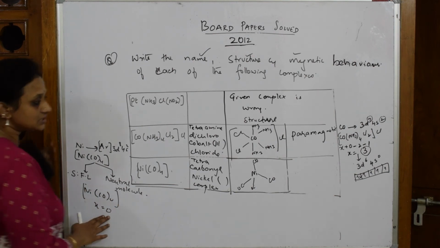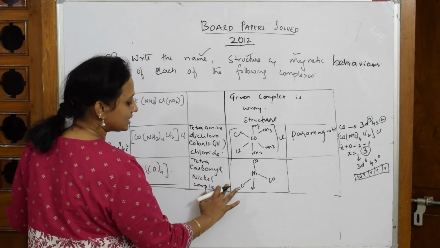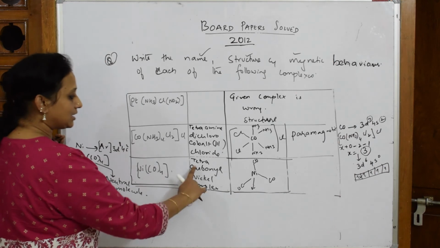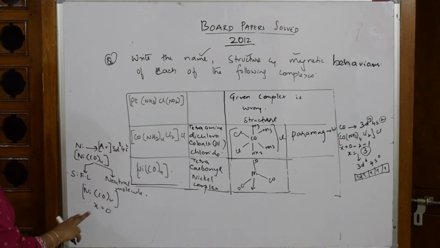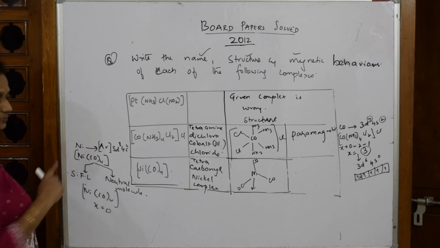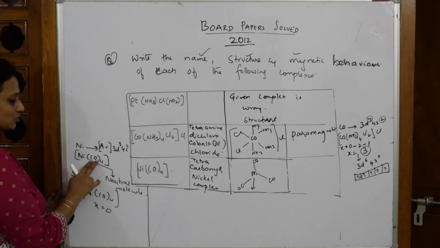So when the charge is 0, automatically I am going to write 0 here. That means you will not write anything in the oxidation state. Tetracarbonylnickel complex. That's it. Let's come back. Now I have to see whether it is paramagnetic or diamagnetic. Now when I have to see this, I say this is a strong field ligand.